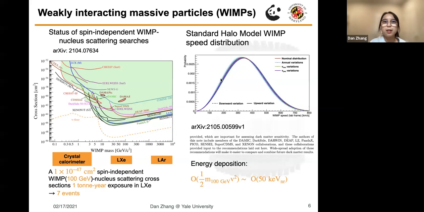In order to make the results from different collaborations comparable, we stay with the standard halo model. But this might not be true, because in recent years, by following some old stars in the Milky Way, we know that the dark matter may have a stream, but we'll stay with the standard halo model of the velocity. The WIMPs are expected to be non-relativistic, and the energy deposition in this scattering is expected to be smaller than or on the order of around 50 keV NR, where NR stands for nuclear recoil.